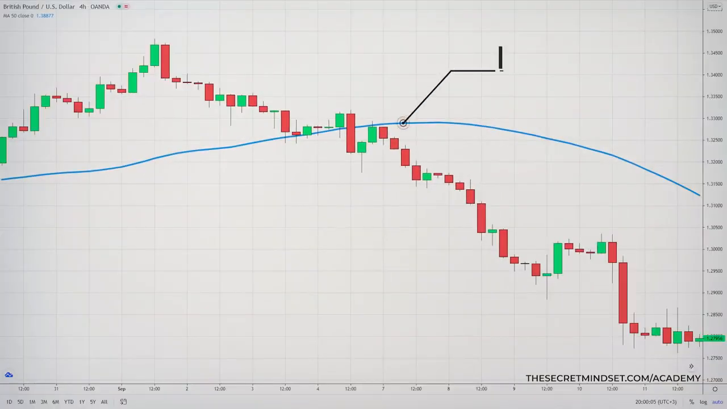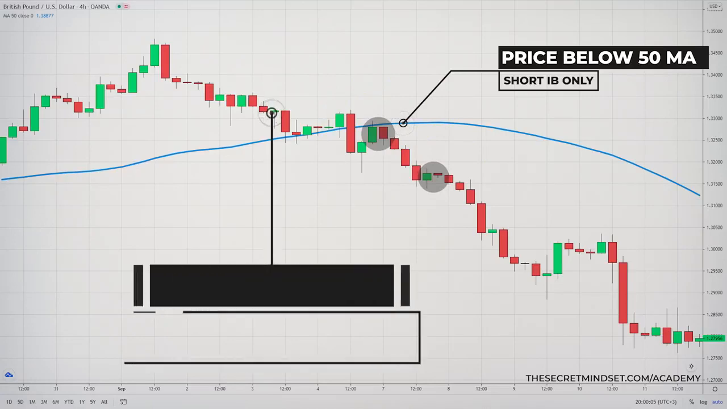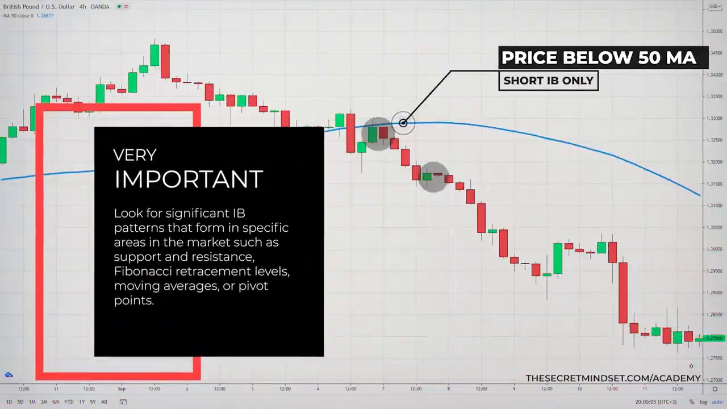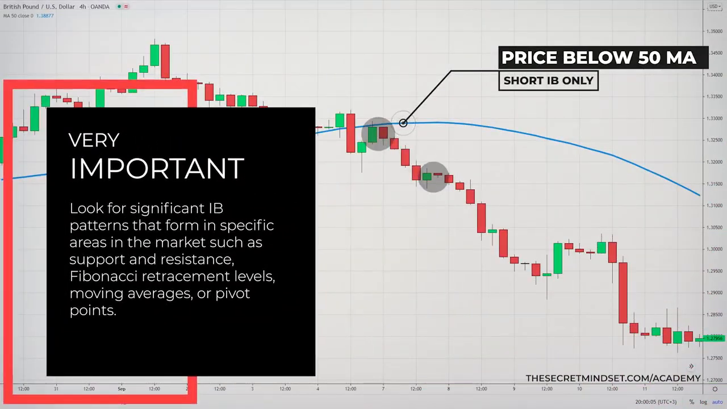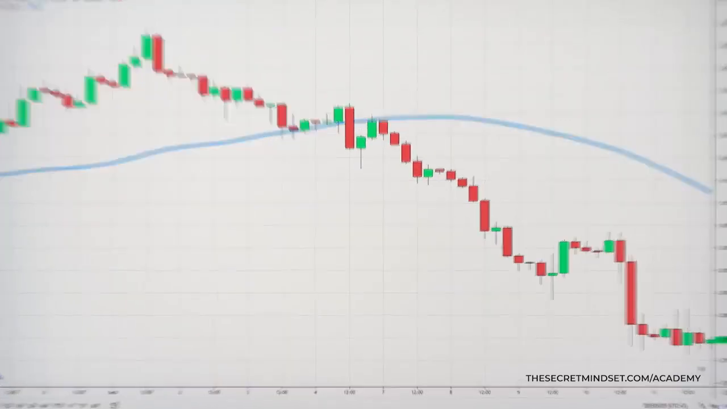Here the market is trending down. The formation of inside bars gave us several opportunities to join the trend. Remember, you will only look for selling opportunities, and this way, you are just trading in a direction that is favored by the market. Now, even though this price action setup will work well as a continuation pattern, you are not going to take all these signals into consideration. You have to look for significant patterns that form in specific areas in the market, such as support and resistance, Fibonacci retracement levels, moving averages, or pivot points.